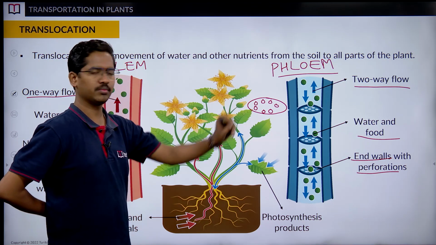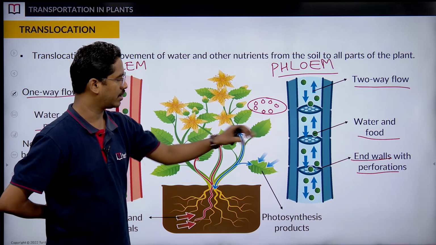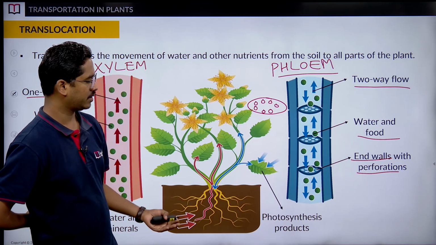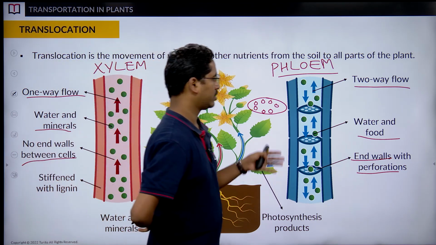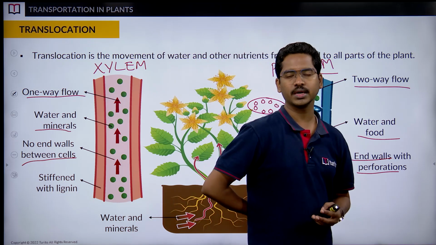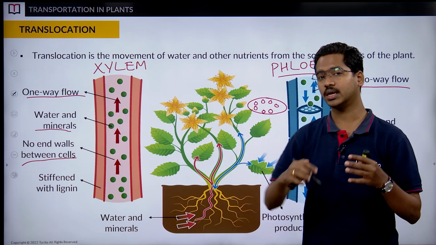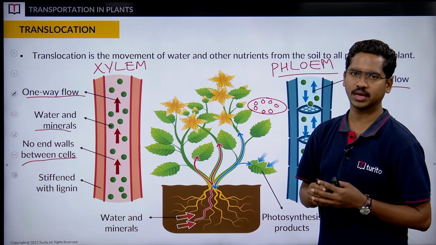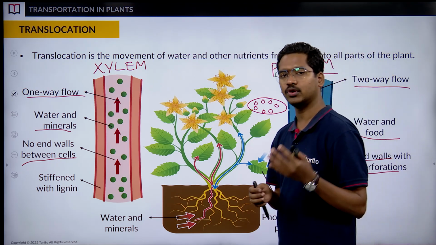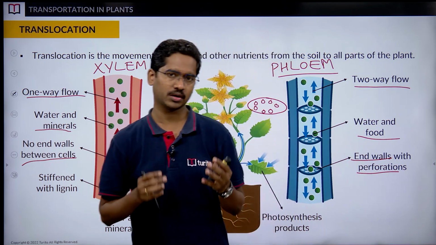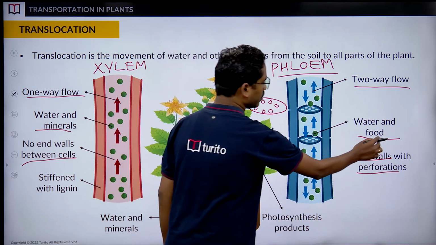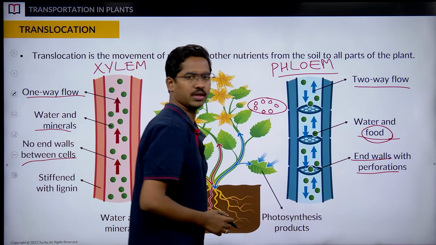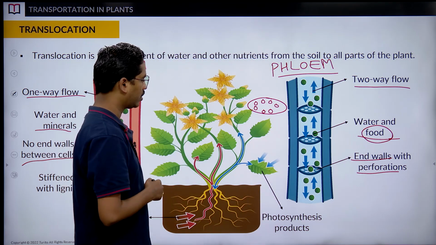So, you see that phloem is mentioned in this manner. So, it has to happen like that, because of the two way transportation, and it is not only taking care of the movement of water and minerals, it is actually taking care of much more than that, water and food, the photosynthetic products. If you observe this food, I am referring here to photosynthetic products.